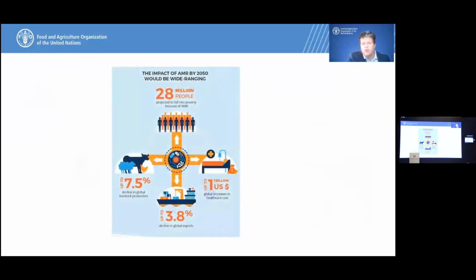Here's an example of some of the other impacts of antimicrobial resistance. I mentioned the Sustainable Development Goals, but over the course of the next 30 years, 28 million more people will fall into poverty. The healthcare costs are extreme, and this will also impact the ability to trade, which will decrease. Because of its effects on animals, antimicrobial resistance could, in some of the worst case scenarios, reduce agricultural production by 7.5%. This is in the face of our growing need to feed a growing population and need for more food.